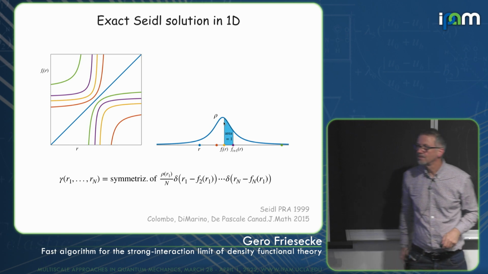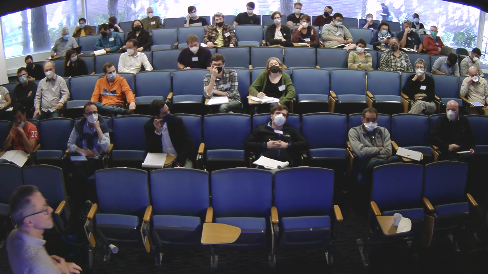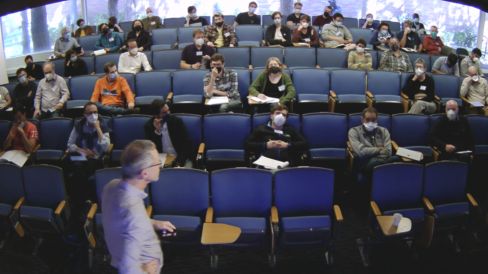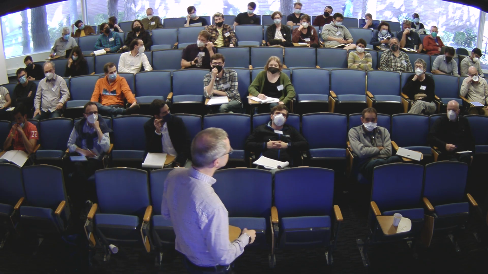Can I ask a question, Gero? Yeah, please. In the previous slide, in the minimization problem, how does the gamma take the anti-symmetry into account?